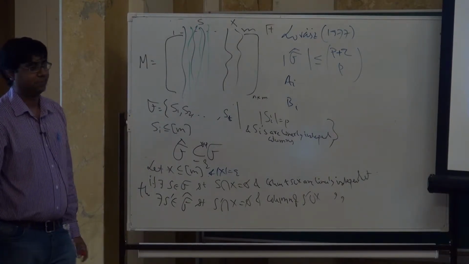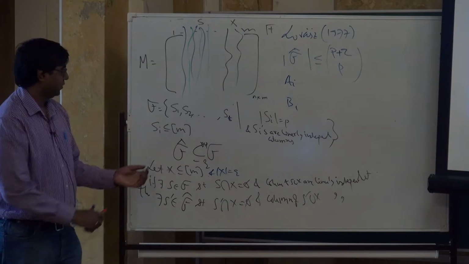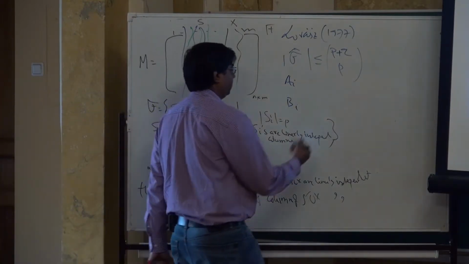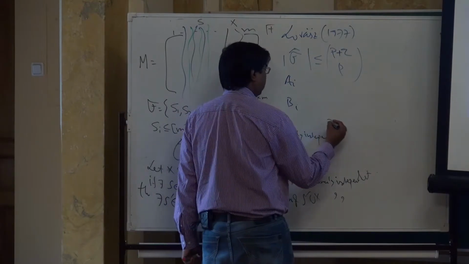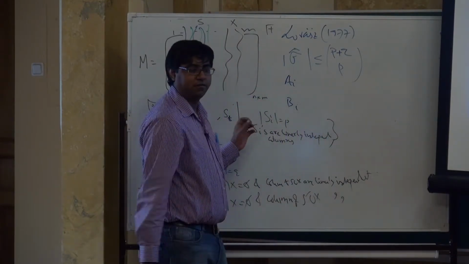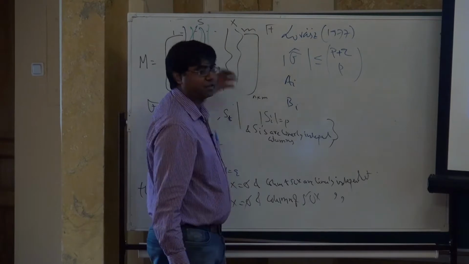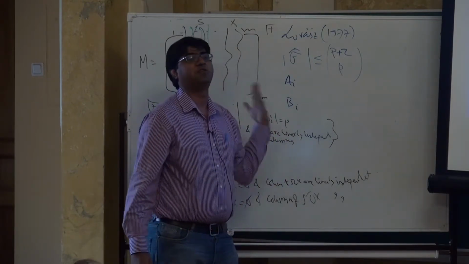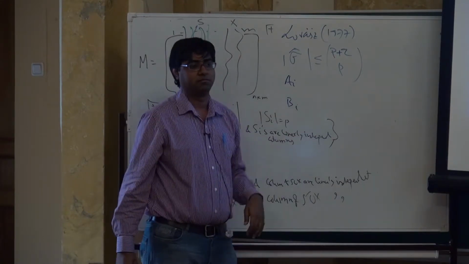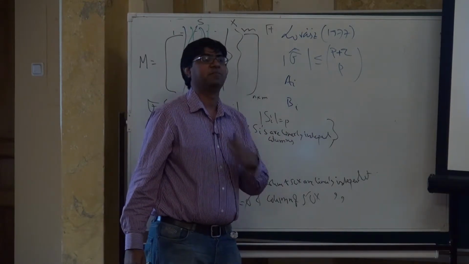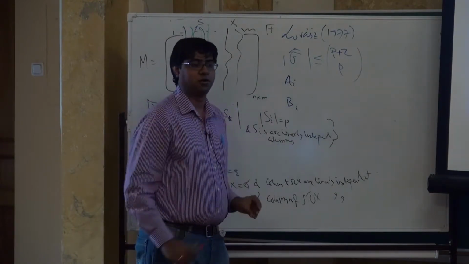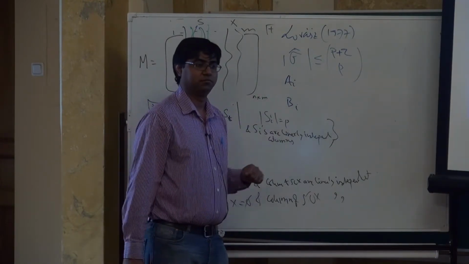What is this? What do you call? So think of this, okay? What are matroids? Look at a family where each set is of size at most P, which forms linearly independent vectors. All subspaces of dimension at most P form a matroid. This kind of family is called a matroid, essentially.